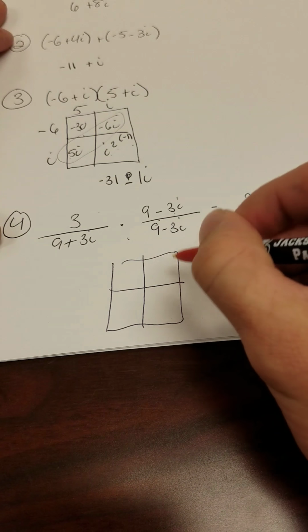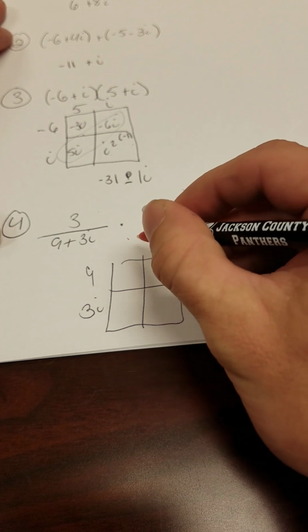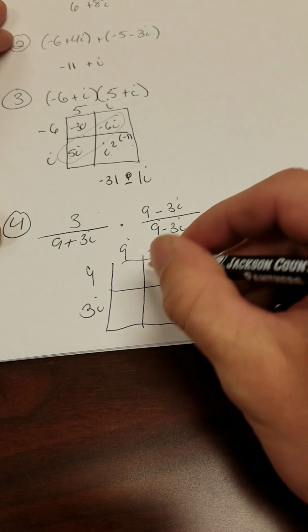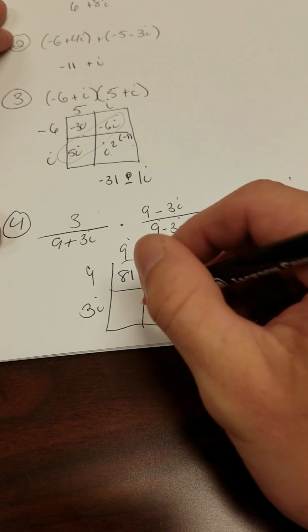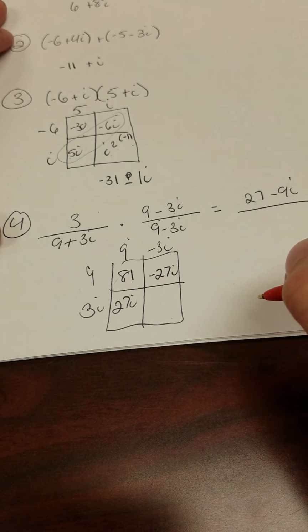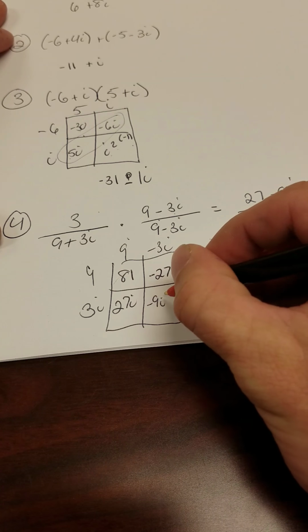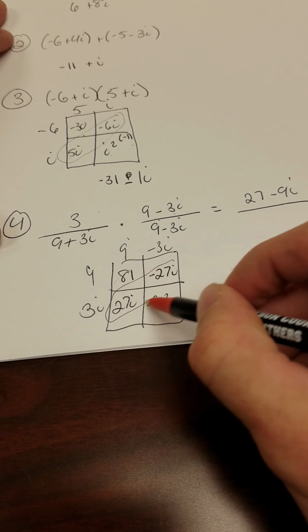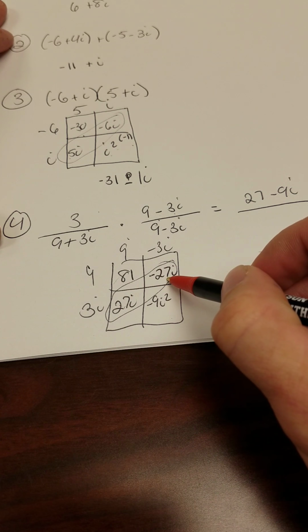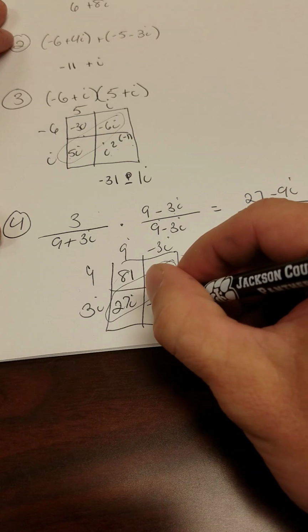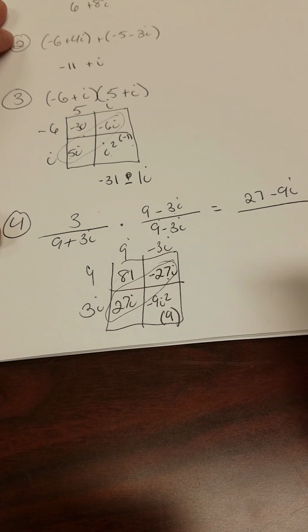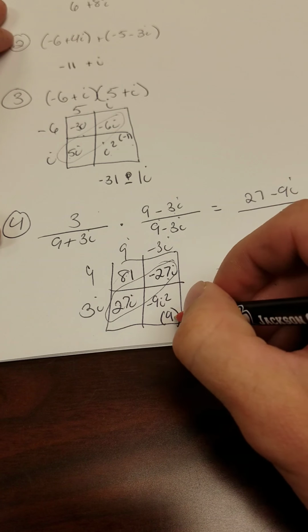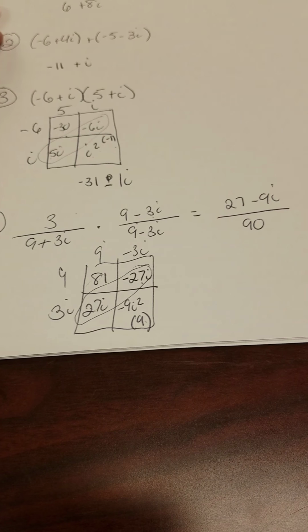Something really neat happens with conjugates, and that's why we use them. Watch what happens here. So we get 81 minus 27i plus 27i, and then minus 9i squared. Well, look at what happens on our diagonal. Positive 27i minus 27i. Those two cancel. i squared is negative 1, so this turns into a positive 9. Negative 9, negative 1, so 81 and 9 make 90.